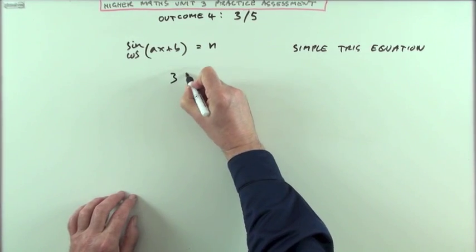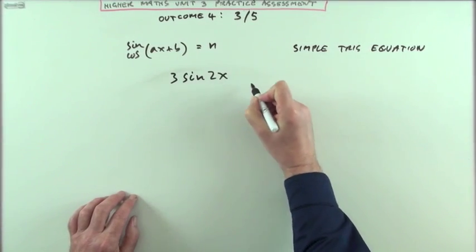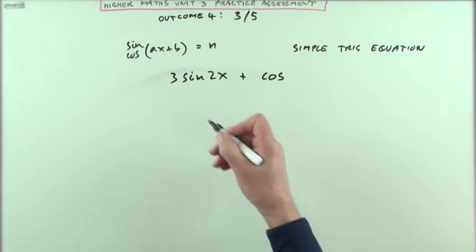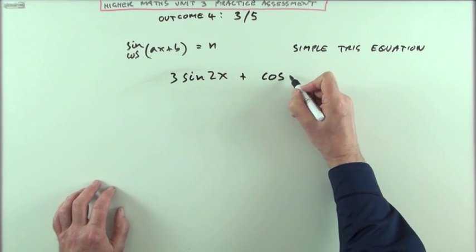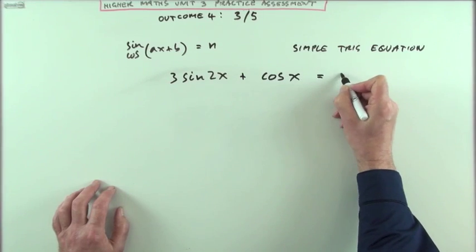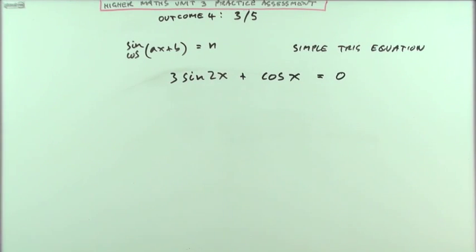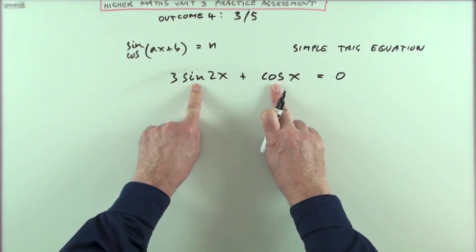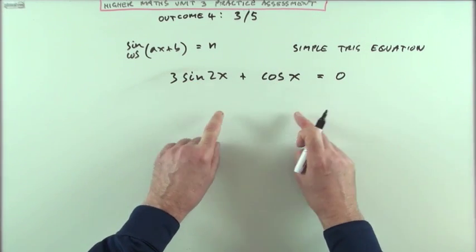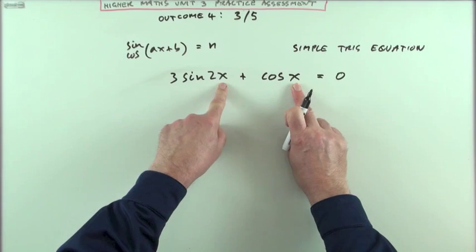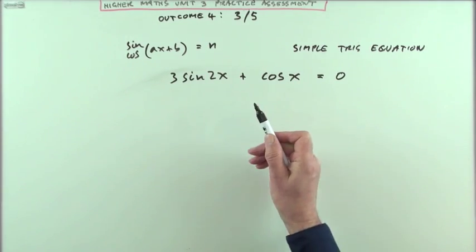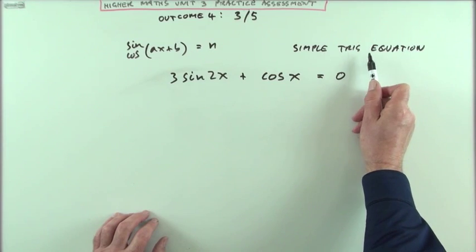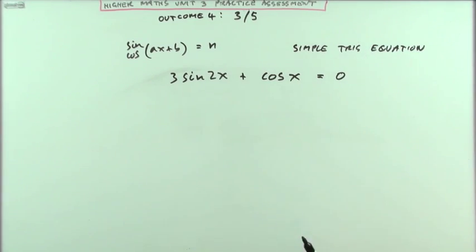However, if I had my 3 sine 2x, but then something different like a cosine, or even still a sine but of a different angle form, of just cos x, I'll just put equal to 0 in this case, that's not a simple trig equation. I've got 2 different functions of, in this case, different angle forms. The only way you can solve that will be by somehow transforming that into a simple trig equation, or maybe a pair of simple trig equations.